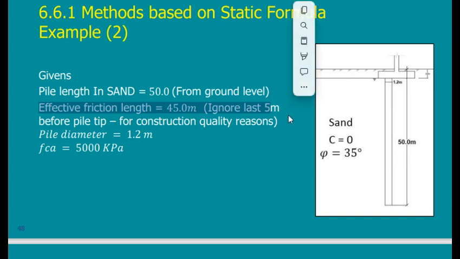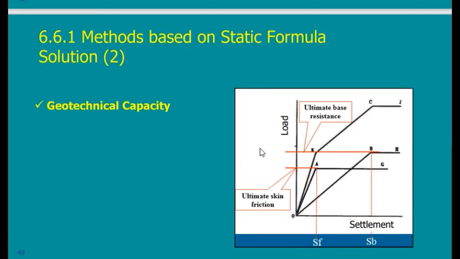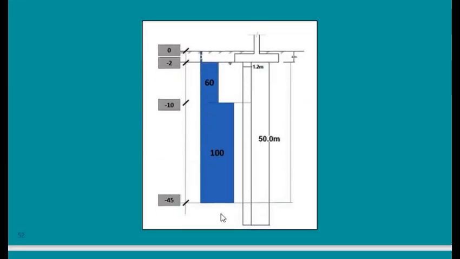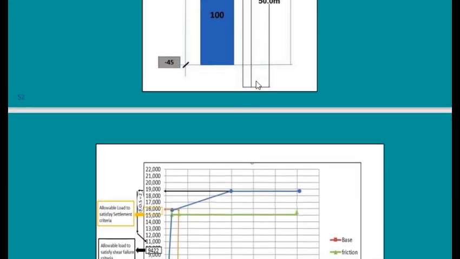In this problem, he does not want to depend on the last 5 meters in friction. This is the type of soil. It's not the case in every problem, you should not ignore it in each problem. But in this problem, it was required to ignore it. So that's why for the last 5 meters, I did not go to 50 meters. I just went down to 45 meters because the last 5 are ignored.